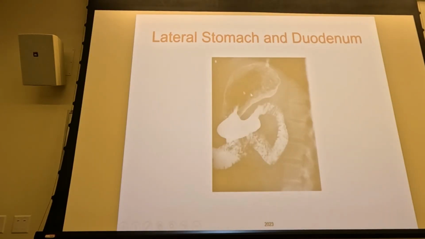And right lateral, how are you going to tell the difference between right lateral and RAO? Look at the vertebra. The vertebra looks nice and square like that. That's your lateral. Again, we've got the distal portion of the stomach, the pylorus, and the duodenum.